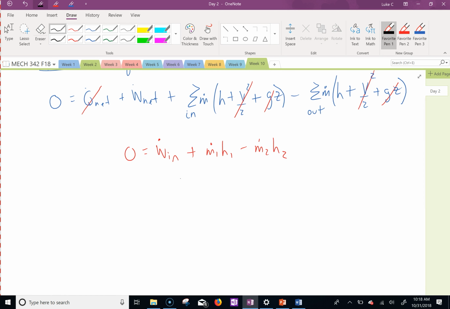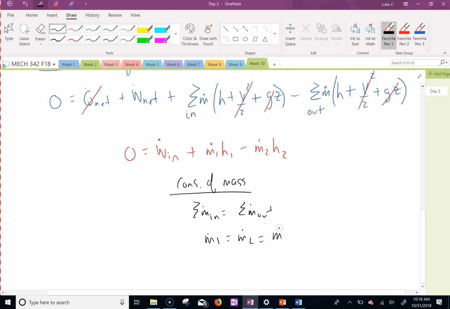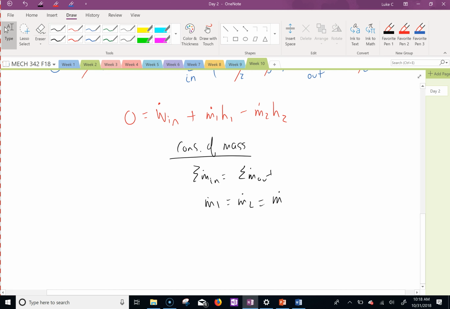What we do now is say conservation of mass, and state that m dot in equals m dot out, and that m dot 1 equals m dot 2, and I'm just going to call that m dot. Then I can rearrange W in to be m dot times h1 minus h2. See how I did that?